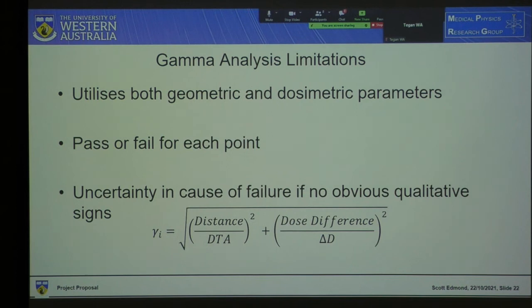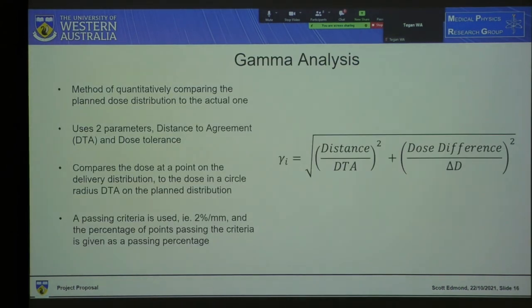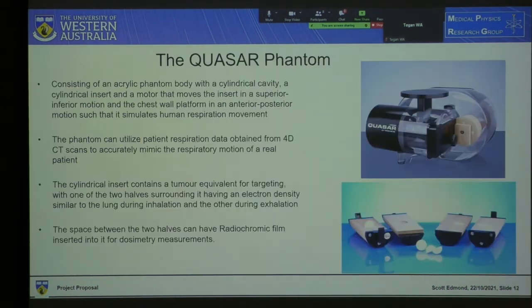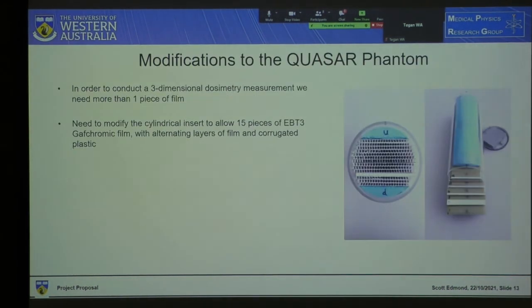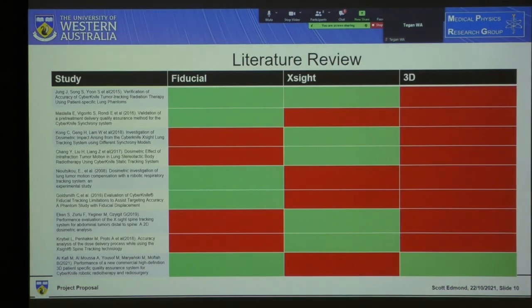You mentioned that fiducial markers have an associated error. They may move around. Have you thought about ways that you may model that in your phantom analysis? There is a study that I looked at. I'm not sure if I included it in the literature review. Oh, here it is. With fiducial displacement, they actually modeled the displacement using deliberately displaced fiducial markers in the phantom.